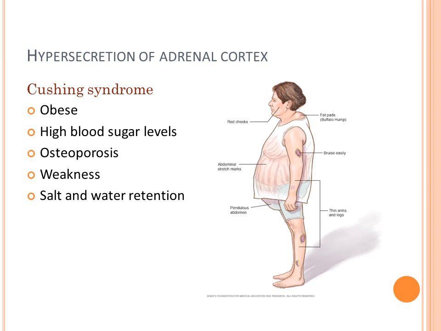Here we will see what happens if we are secreting more adrenal cortical hormones. There is a disease called Cushing syndrome. A person suffering from Cushing syndrome will be obese. Here we can't see the high blood sugar levels or osteoporosis, but we can see certain bruises on the body. We can see abnormally thin arms and legs. We can see fat pads near the shoulder, called the buffalo hump.